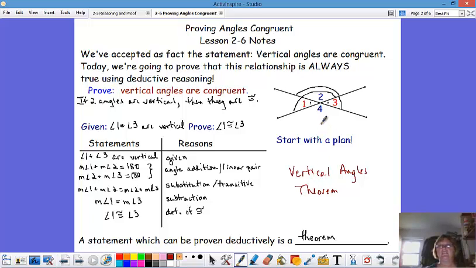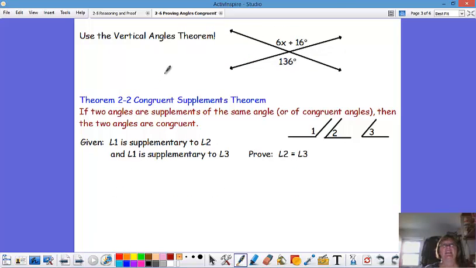So for now and evermore, we know that if we see two angles that are vertical, they have to have the same measure. And that, folks, is the power of proof. Let's see how we can use that factoid next. This will be similar to problems that we worked in our first chapter. We're going to use the vertical angle theorem.